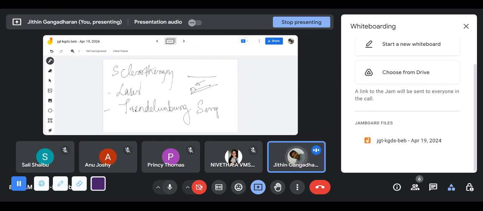Trendelenburg surgery is a different surgery where you will do stripping and ligation of the veins. Suppose this is your leg, and this is a vein. An opening will be made here, and then a catheter will be passed through here and taken from this side, making a king opening at this position, thus completely stripping out the vein.